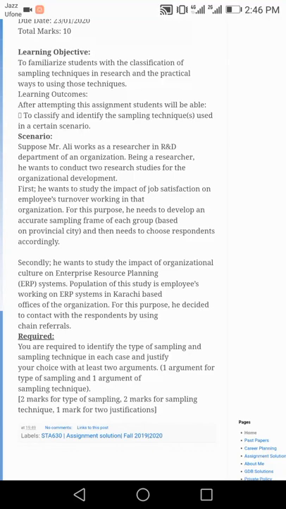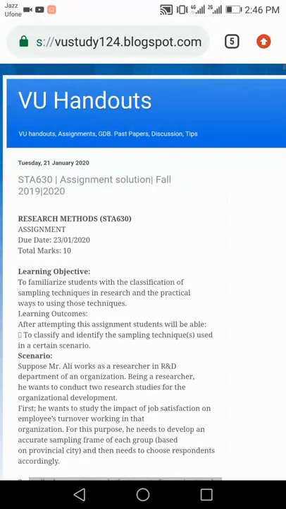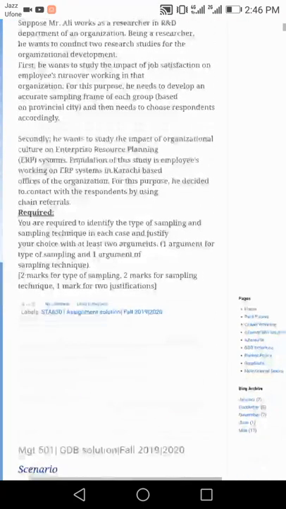So what are the requirements of these two scenarios? You are required to identify the type of sampling and sampling technique in each case and justify your choice with at least two arguments, one argument for the type of sampling and one argument for the sampling technique. 2 marks for each sampling, 2 marks for sampling technique, 1 mark for each justification. So its total is 10 marks.